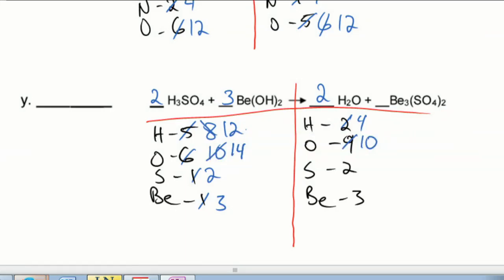Let's see what we can do now. All right, hydrogens, let's go back and deal with those. Hydrogen's 4, I need 12, so I'm going to put a 6 here. 6 hydrogens, that also gives me 6 oxygens plus another 8 oxygens. It's 14. Sulfur's 2, I think that might be it.